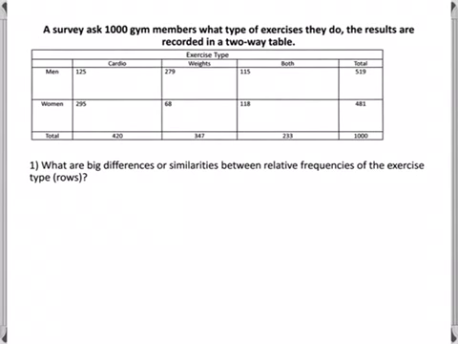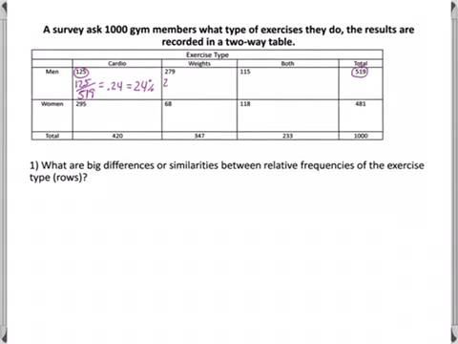This time we're looking at rows. So we're going to figure out what is the percentage of men that would probably choose cardio, percentage of men that would choose weights, and so on. So we're going to take the number divided by the total. So we're going to take 125 divided by 519, which in this case is going to give us about 0.24, which is about 24%.